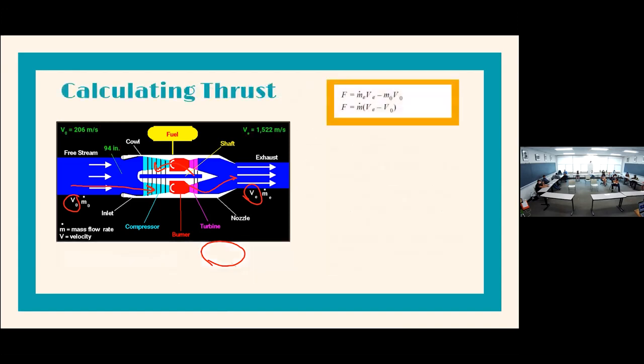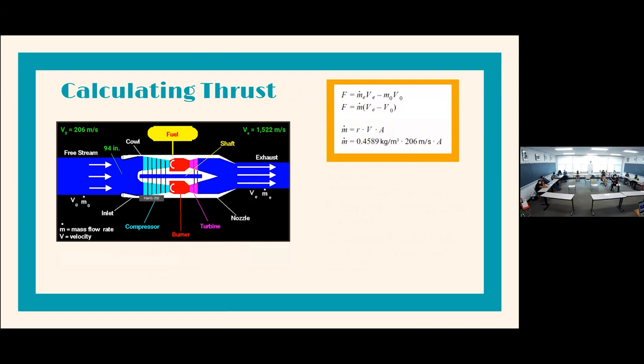To calculate thrust, we must first revise the equation to the mass flow rate times the exit velocity minus the free stream velocity, because the exit mass flow rate and the free stream mass flow rate are nearly identical, and so the difference between the two is insignificant. To find the mass flow rate, we can multiply the air density, the velocity, and the cross-sectional area of the inlet.